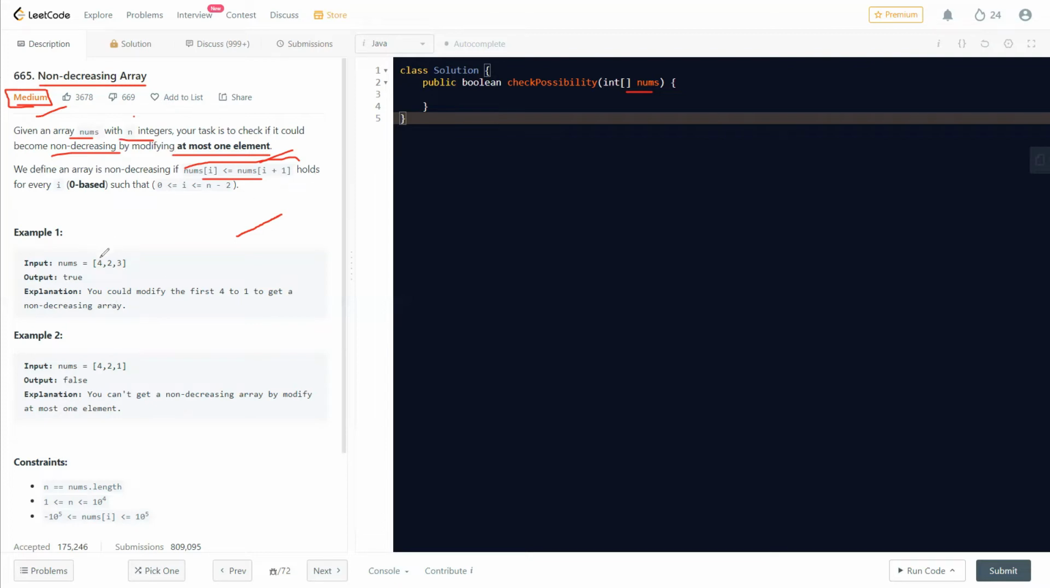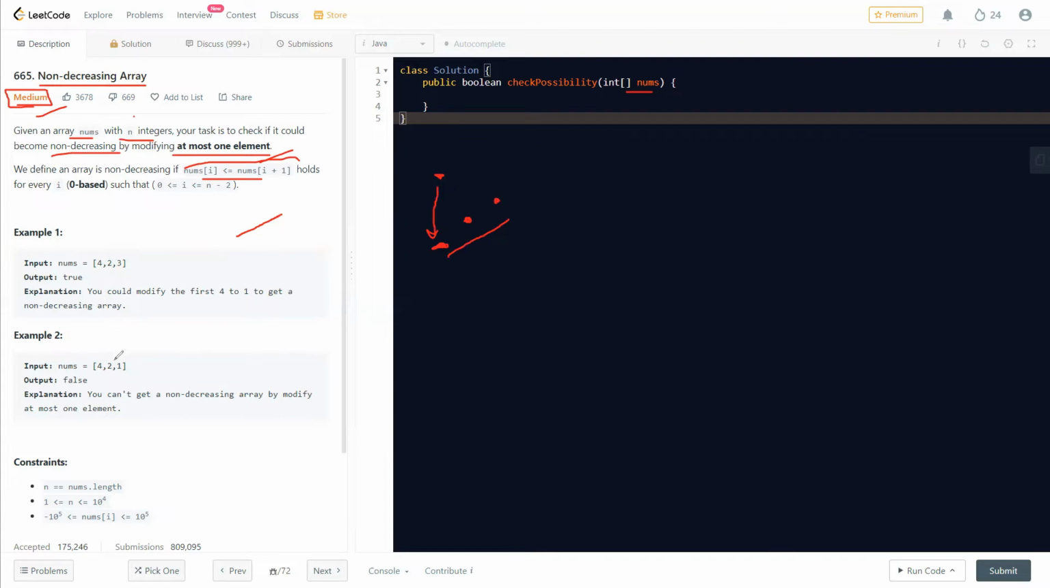Let's say the example is 4, 2 and 3. It says true. There's a 4, there's a 2, and there's a 3. If we need to modify anything, we can bring down 4 to 1. If we modify this, bringing 4 down to 1, then you can see that this is an increasing array, a non-decreasing array. So that's an easy kind of solution we find.